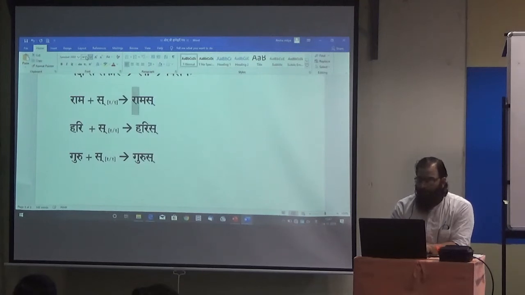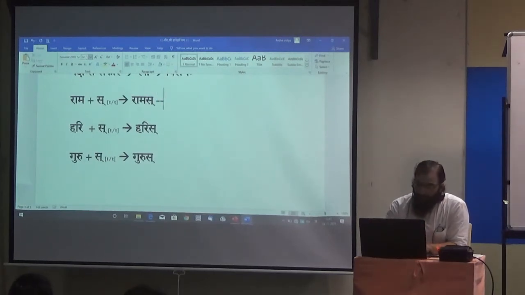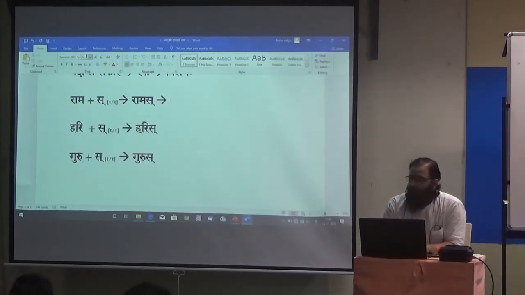Now what is this Ramas? What did I write before? It's a Namapadam, right? Ramas is a Namapadam. Haris is a Namapadam. Gurus is a Namapadam. All these are Padam only. And the Sakara, where is it located? At the end of the Padam. So, Padanta Sakara. Now Padanta Sakara will become Repa.